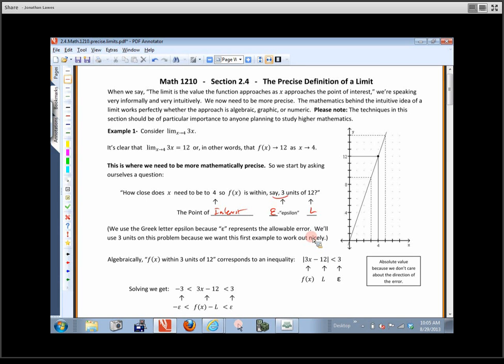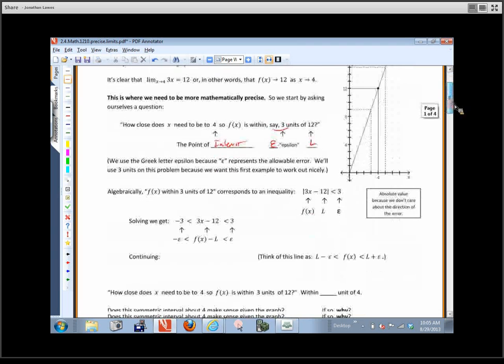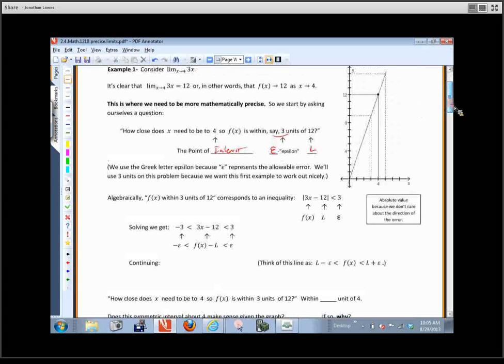It's kind of a funky looking backwards 3 or a funny looking E for epsilon, for error, if you want to think of it that way, okay? So that's how much error we're allowing ourselves. Everybody good with that? Okay, so now we're going to translate this into a mathematical expression.